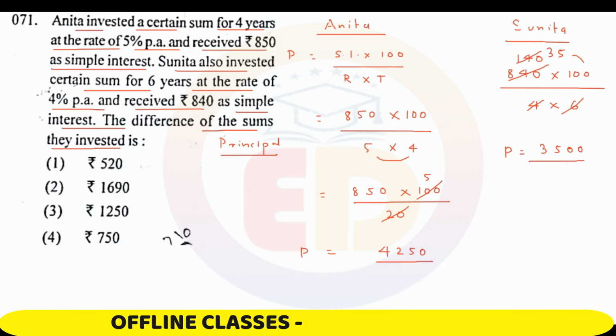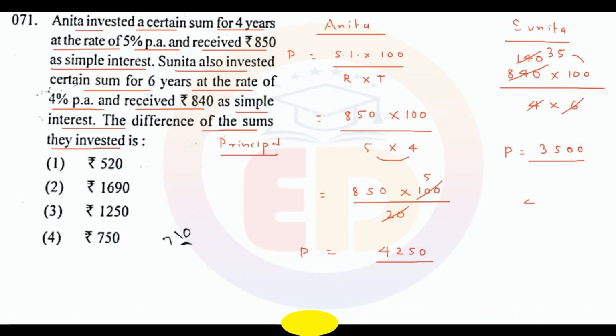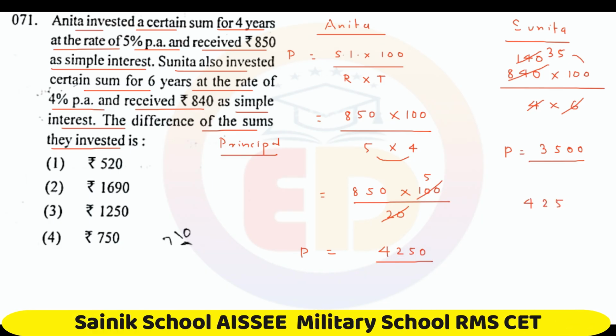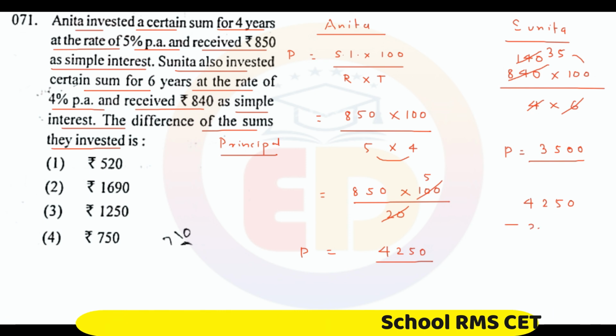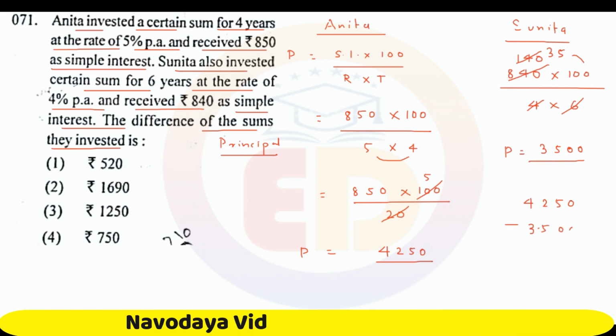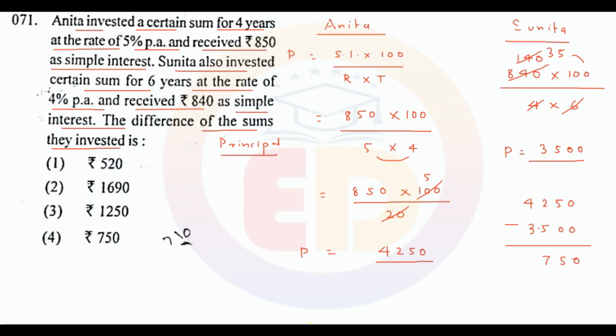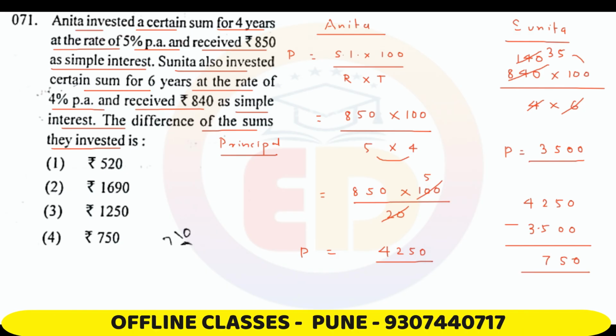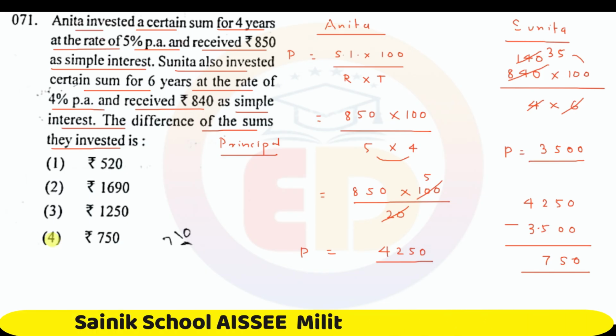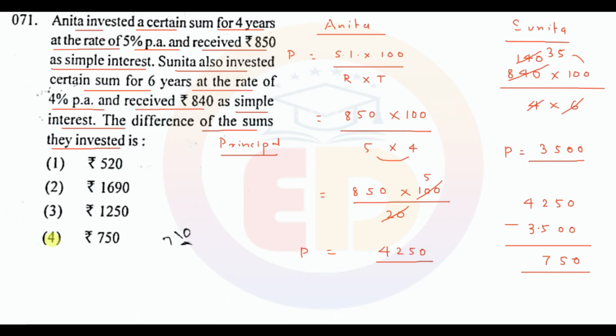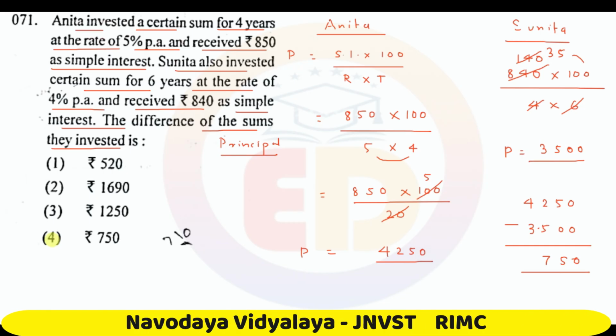They are asking the difference of the principals. So we have to subtract 4,250 and 3,500. Answer is... Simple question, slightly twisted because they were asking the difference of the principal, but you can very easily work it out. We have done questions more difficult than this.